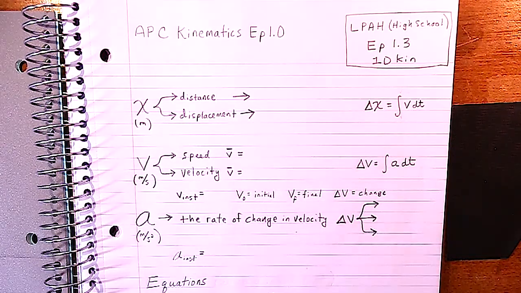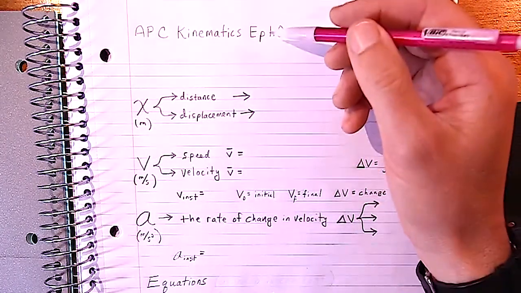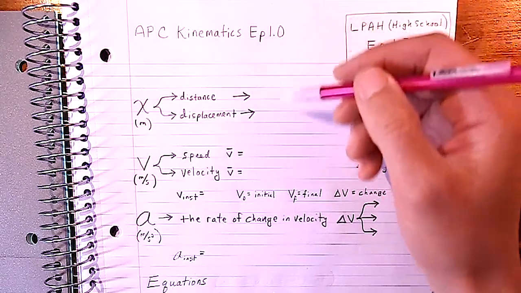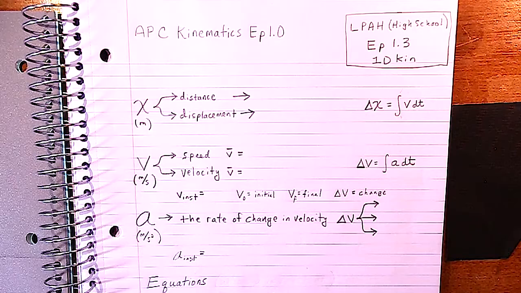So we need to define a few things before we can start to solve kinematics problems. Kinematics just deals with motion, and this first episode deals with one-dimensional motion, or motion in a line. We're going to start with horizontal motion, and then we're going to deal with dropping objects and throwing objects up in the air, and that's also going to be one-dimensional motion.